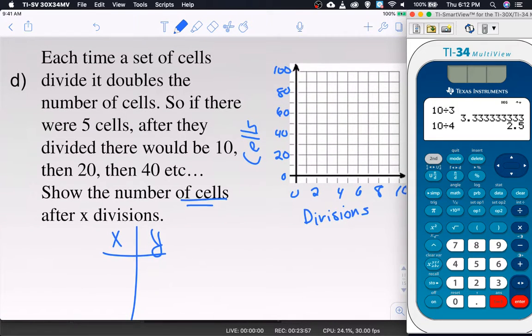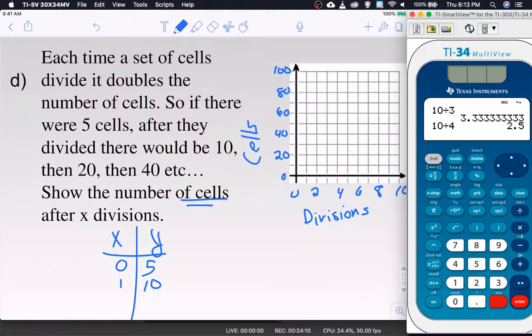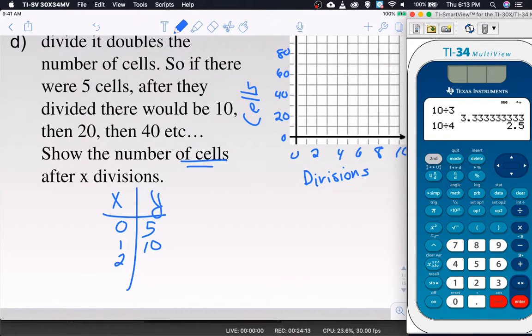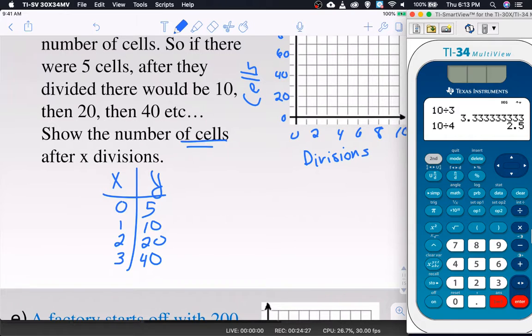So now let's say at the beginning, let's start with 5 cells. Let's just do the one it says here. So if there were 5 cells, after they divided, in one division, there'd be 10. If they divided again in a second division, now there'd be 20. In a third division, now there'd be 40. If there were 5, after they divided, there'd be 10, then 20, and then 40, and hopefully you could guess the next one. In a fourth division, there would be 80 cells, and then there'd be 160, and then 320, and 640, and it goes higher. We don't have space for all of that.